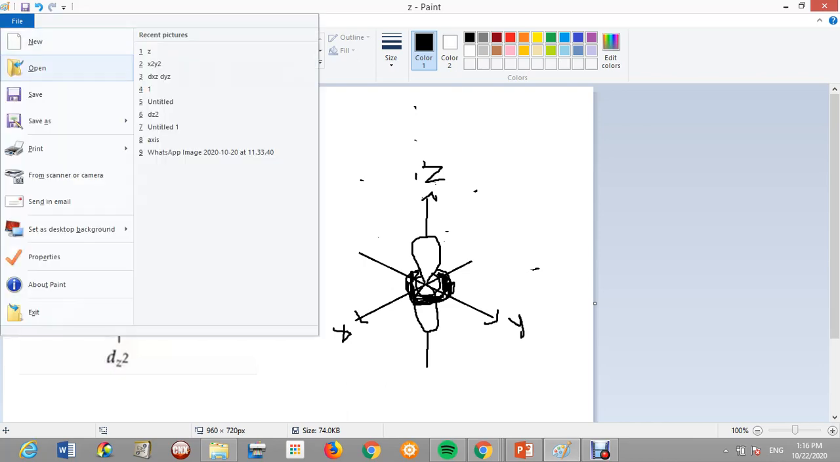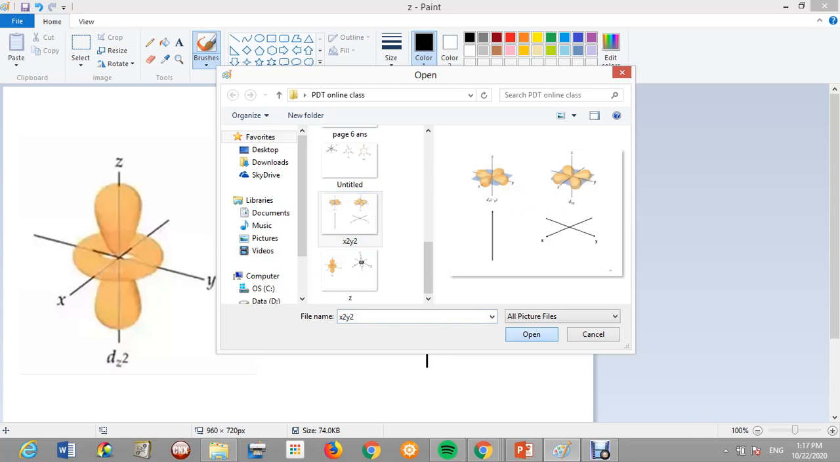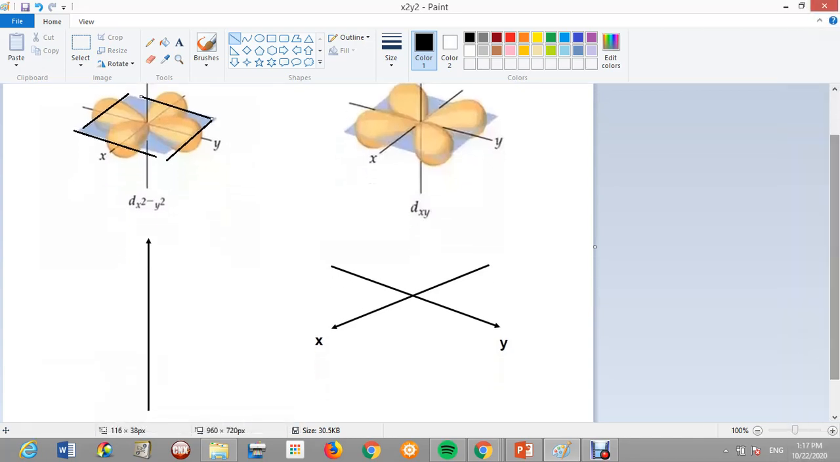Okay, so next one, we're going to look at dx square minus y square. For dx square minus y square, you can see the clover leaf is on my x and y axis.